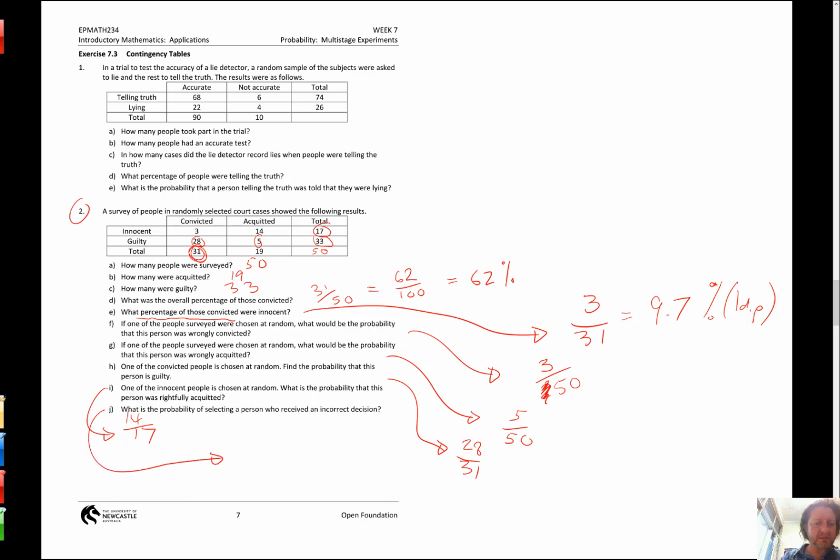J. Reading J is 7. What's the probability of selecting a person who received an incorrect decision? It's not conditional. It's a person at random. We're out of 50 again. Well, 2 incorrect decisions from what I can see. Innocent people being convicted and guilty people being acquitted. There are 8 people in total that got an incorrect decision, be it in their favour or against them. There were 8 people, 3 plus 5, who got the wrong decision. So it's 8 out of 50.